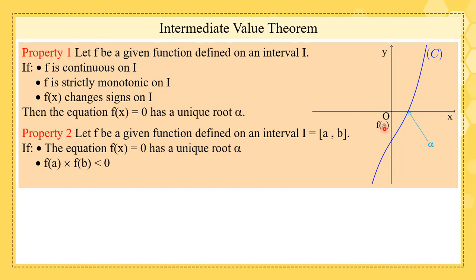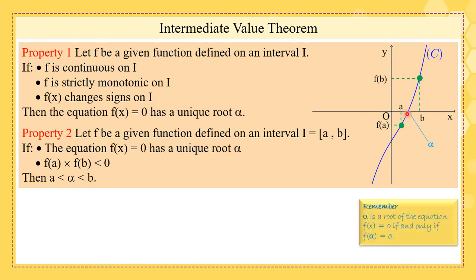Like for example, if this is f of a, which is negative, this would be a, and if this value is f of b, this would be b. You see, alpha falls between a and b. Remember, if alpha is a root of the equation f of x equals 0, this means that f of alpha is 0, and vice versa.